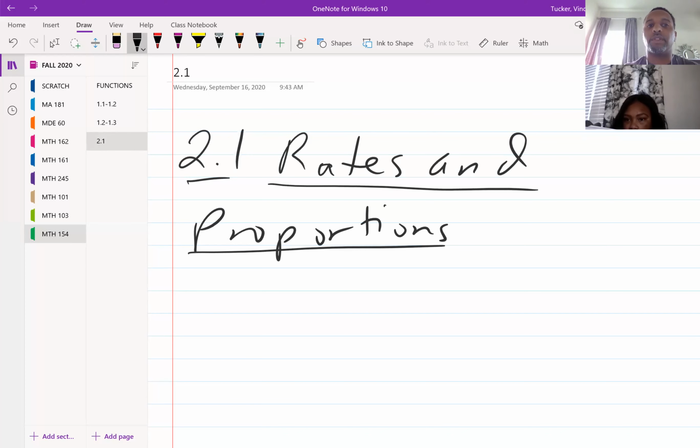All right. So 2.1 is rates and proportions.